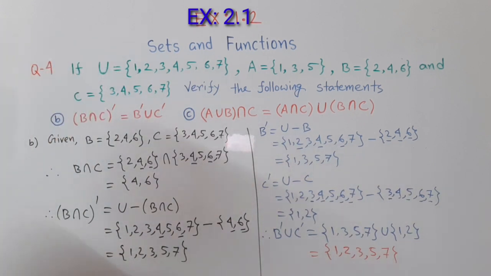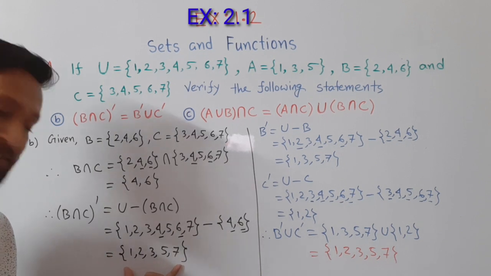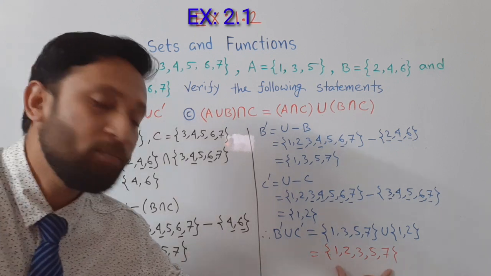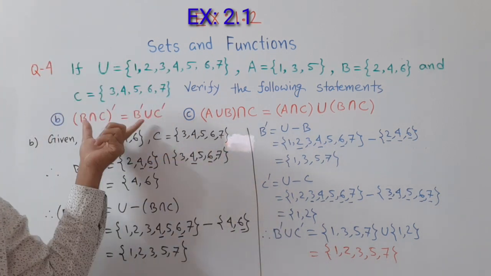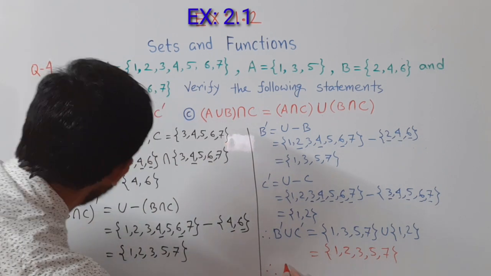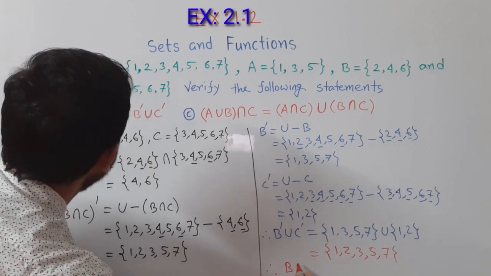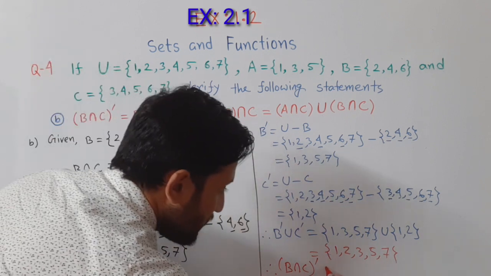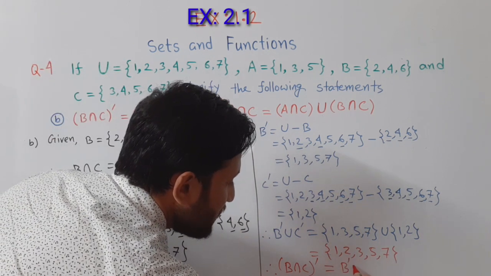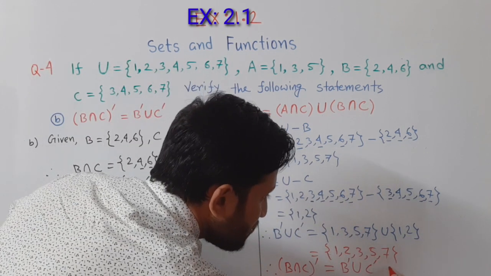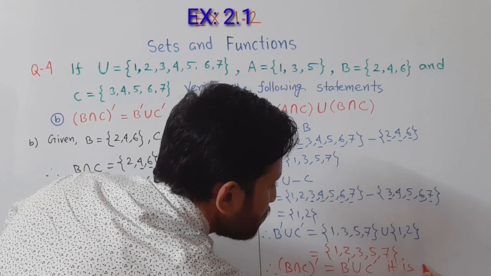And here see that in the left hand side value B intersection of C complementary elements, and B complementary union of C complementary, both are equal. That means our required answer is verified. So we can say that B intersection of C complementary equal to B complementary union of C complementary. It is true.